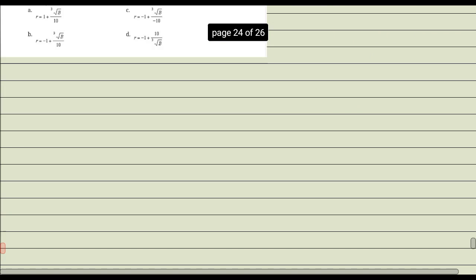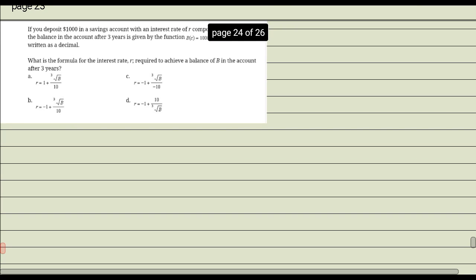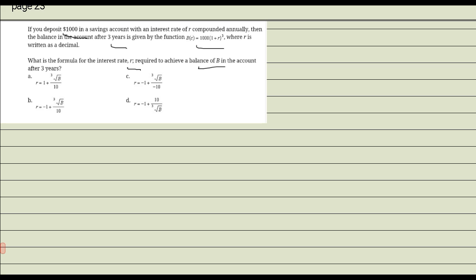Okay, this is getting really long, so I'm going to try to wrap it up. I'm going to tell you with this one now. I'm not even going to read it, okay? What they're asking you here has got to be just the inverse. Well, maybe I'll go through real quick. If you deposit 1,000, then the balance in 3 years is given by this, where R is written as a decimal. What is the formula for the interest rate required to achieve? Yeah, so this is just the inverse.